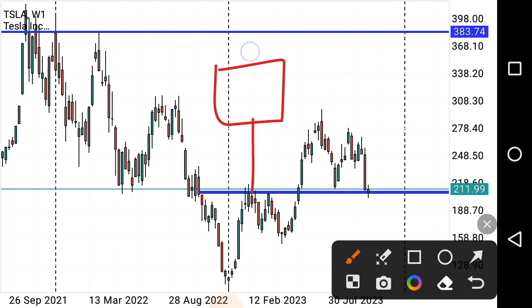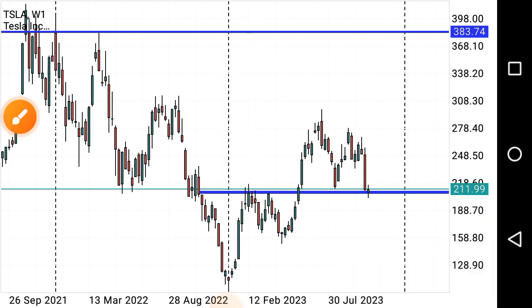Yeah. But that's it as far as my analysis goes. For the most part, I believe that we should consider looking for buy opportunities at this point.